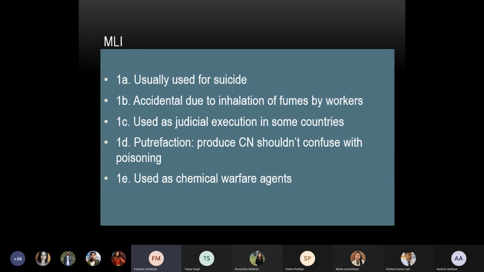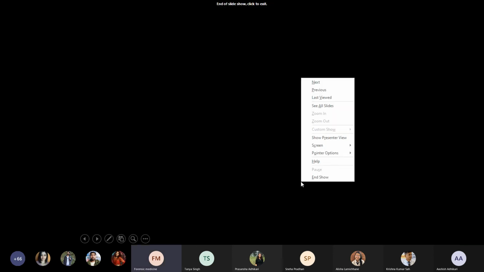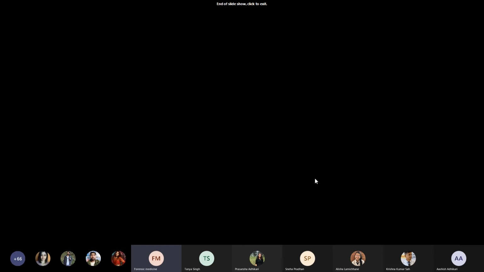And the last one is that cyanide can be used as a chemical warfare agent. Chemical warfare agent means any chemical that is used as a weapon during war. So these are the 5 medico-legal importances of cyanide. Okay, so this much on cyanide poisoning.